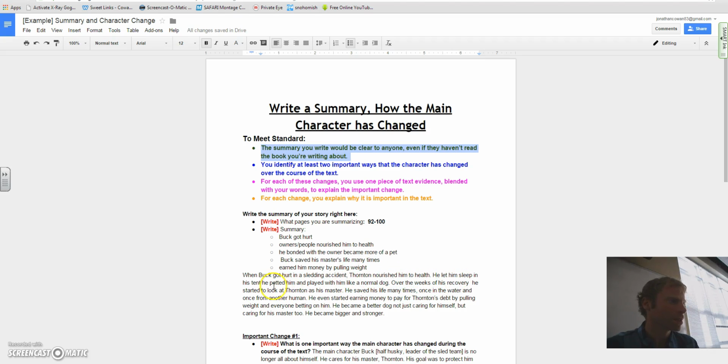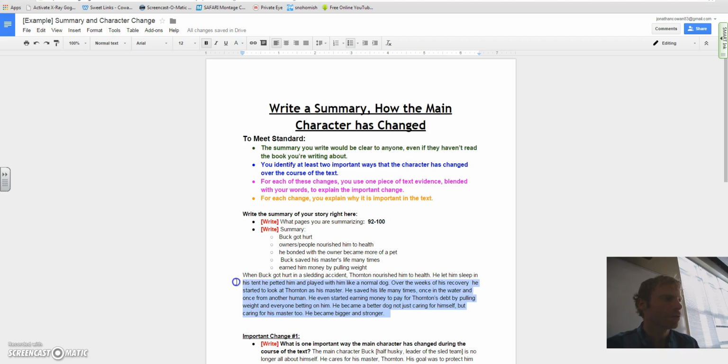He let him sleep in his tent and he petted him and played with him like a normal dog. Over the weeks of his recovery, he started to look at Thornton as his master. He saved his life many times, once from the water and once from another human. He even started earning money to pay for Thornton's debt by pulling weight and everyone betting on him. He became a better dog, not just caring for himself, but caring for his master too. He became bigger and stronger."